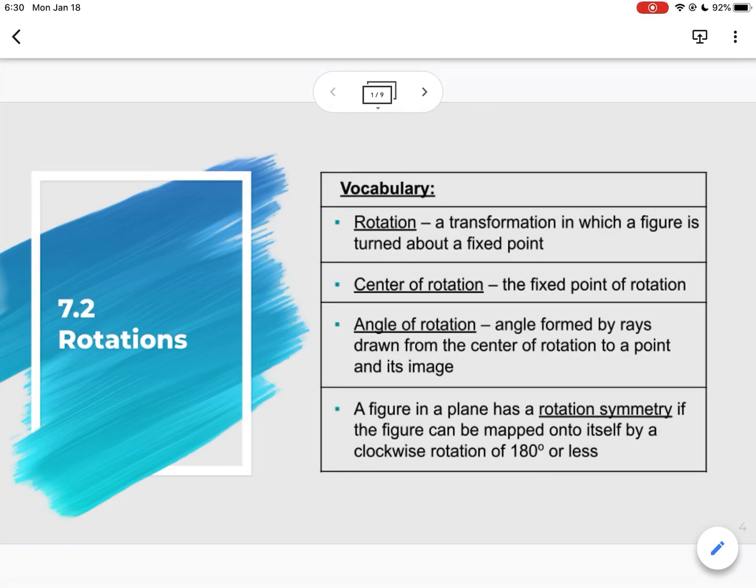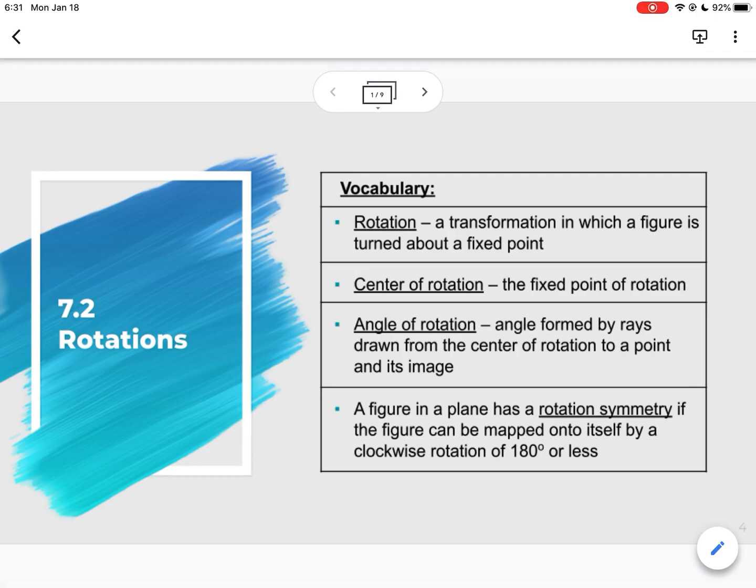In Lesson 7.2, we're going to talk about rotation. A rotation is a transformation in which a figure is turned about a fixed point. The center of rotation is the point with which you are turning. For most of these that we are going to look at today, we are going to be using the origin as the center of rotation.